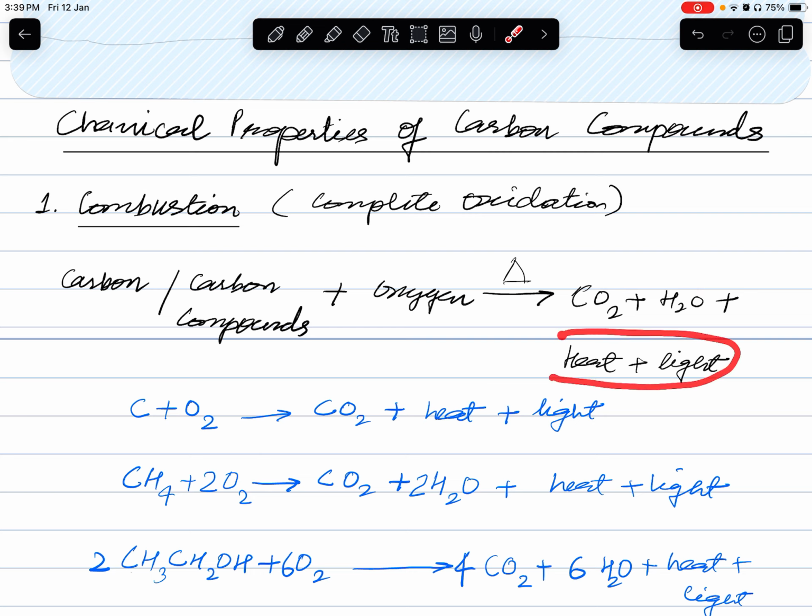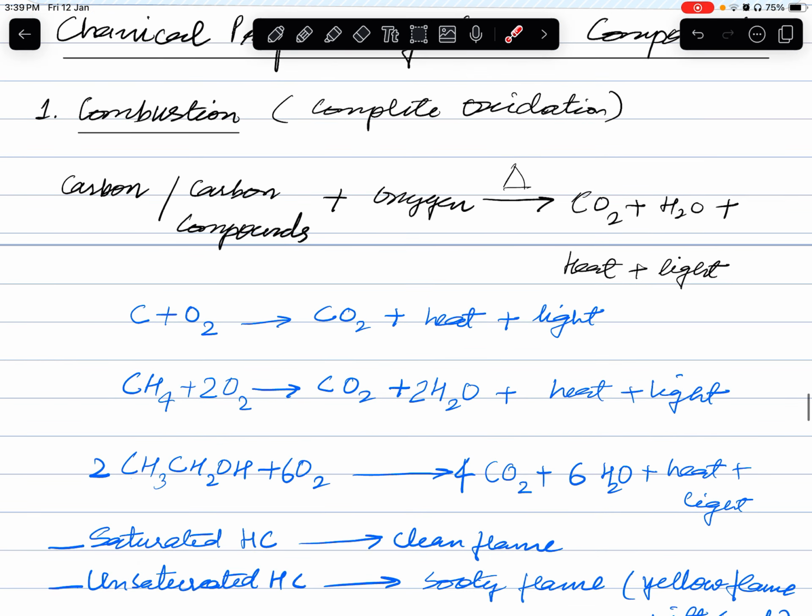Not every time, but we are able to see the burning process. That is, light and heat energy is released. So this reaction is highly exothermic. Exothermic reaction means when heat is evolved. Okay, so we can see with the help of a specific equation the combustion reaction. Like for example, when carbon is burned with oxygen, you will get the same product: carbon dioxide, heat and light. Since we do not have any hydrogen, therefore we are not having any water here. We don't have water molecule in the product side.